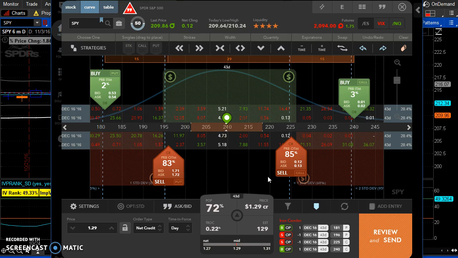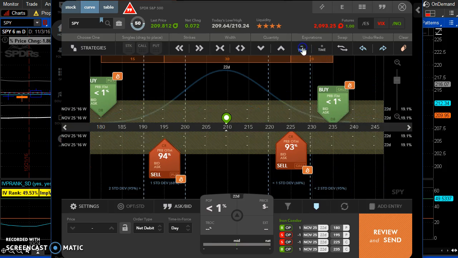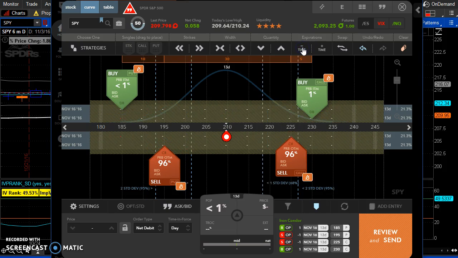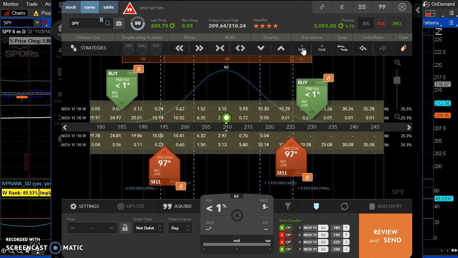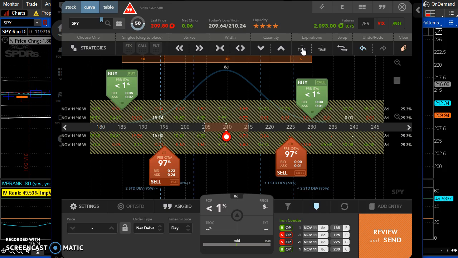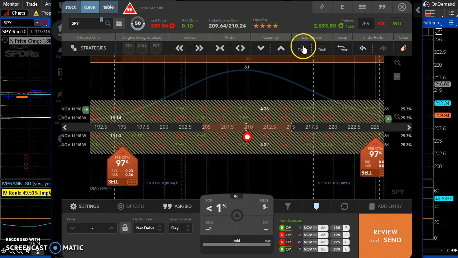Now, if you're more aggressive, all right, and you want to have a play for just the election, all you do is reduce this time right here. Okay, and I'm going to move it to, I don't know, right here, 13 days, 8 days, in 8 days, right? Because today is the 3rd. This expires right after that week, right after your election, right? And then you want to move these in right here. So I'm going to move the strikes in like this.